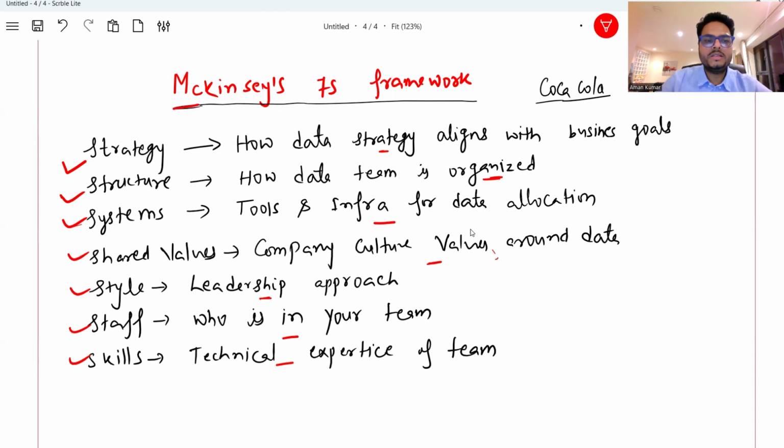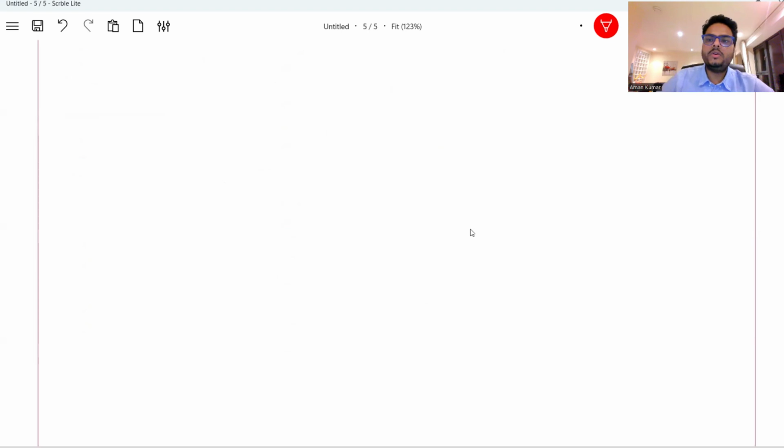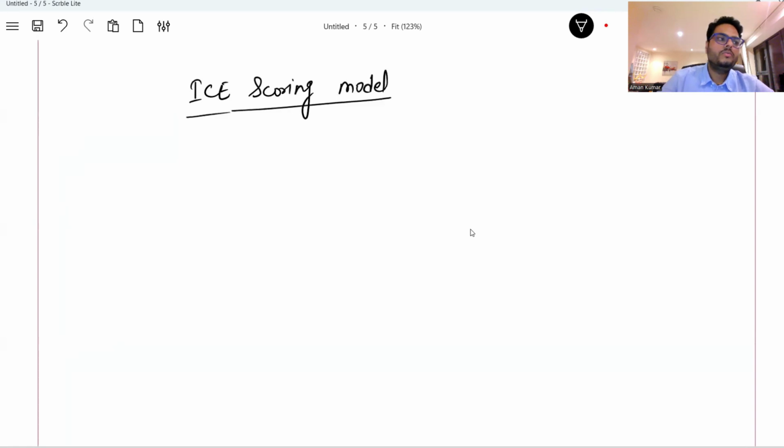This is called McKinsey's 7S framework, which is highly used in the industry and highly recommended for anybody who wants to do something on a larger scale. So this is called the 7S framework. You can evaluate any organization or any project or any initiative on the basis of this. Next thing I want to discuss here is called the ICE scoring model. Very easy to understand and very critical.